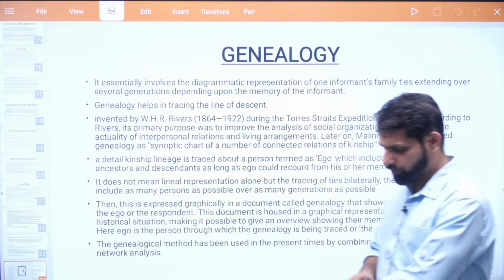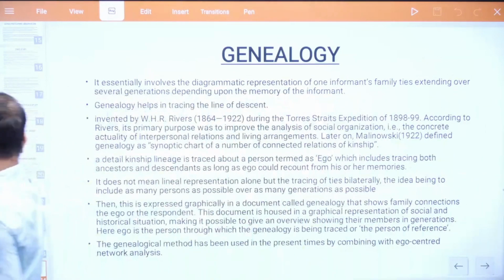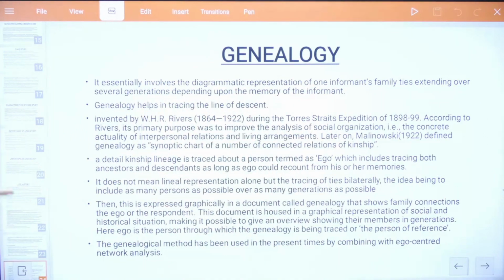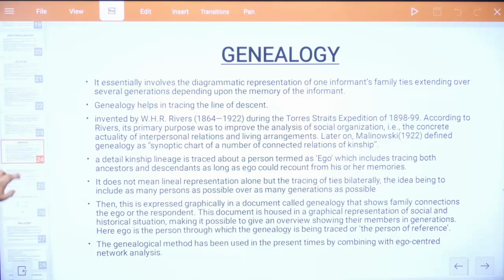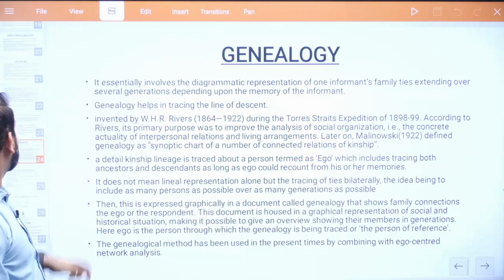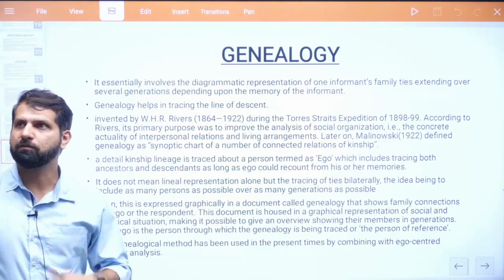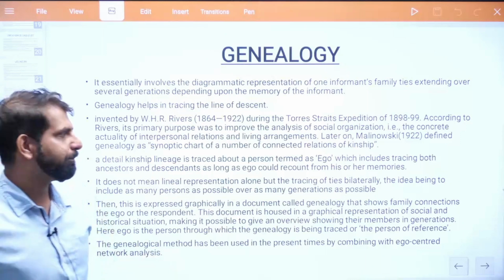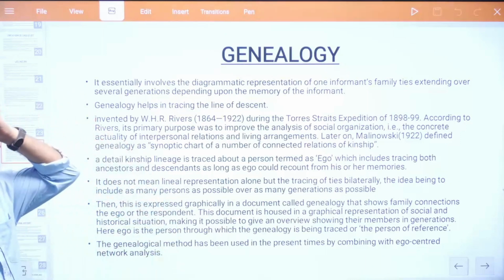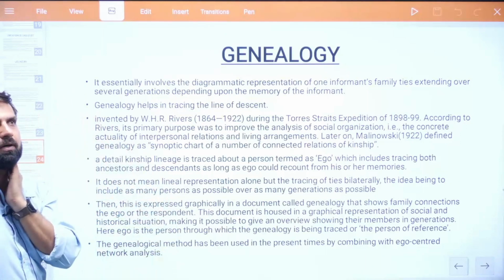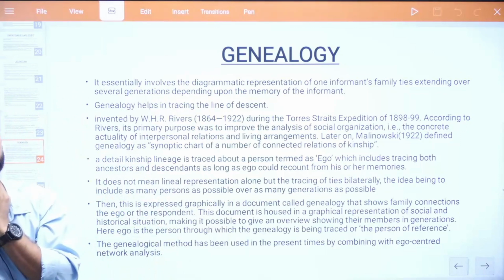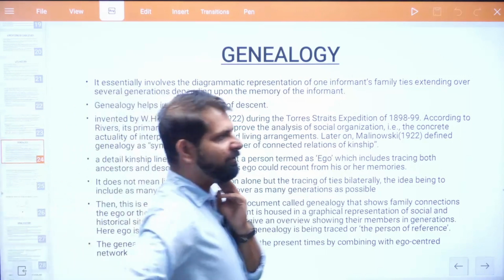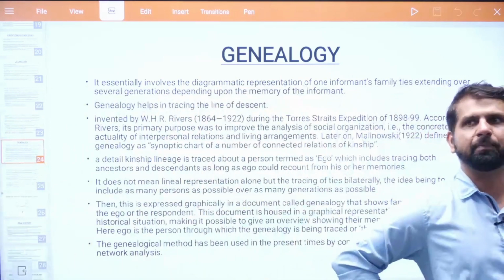Now we'll come to genealogy. Another important topic that can be asked for 10 marks or 15. It has been asked many a time. Yeah, genealogical method. The question will not be asked as genealogy, it will be asked as genealogical method. Explain genealogical method. Okay.